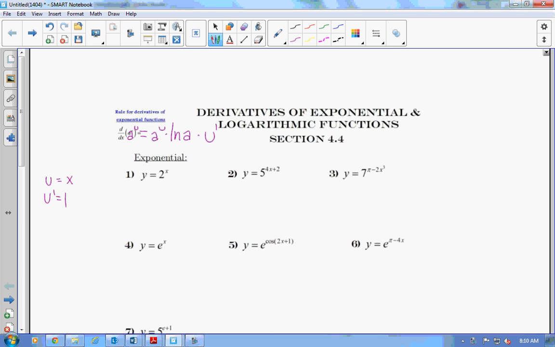Okay, so if we want to take this derivative, we do y prime equals a to the u, so the original, 2 to the x, times the natural log of a. Well, what was a? A was 2, times u prime, which we found was 1. Okay, so y prime is 2 to the x, natural log 2. These are derivatives where the x is in the exponent.